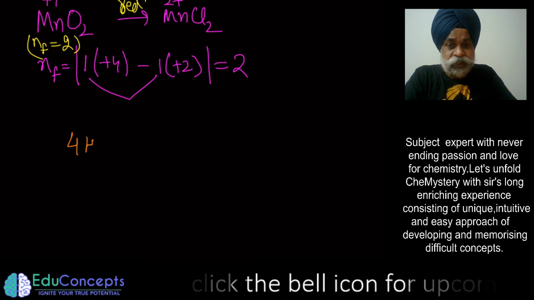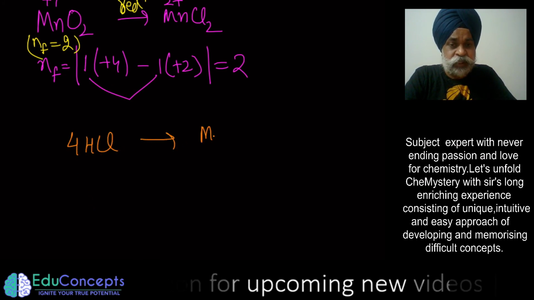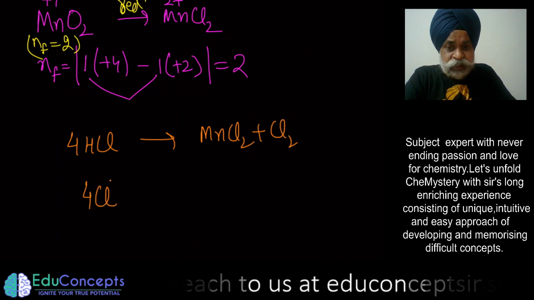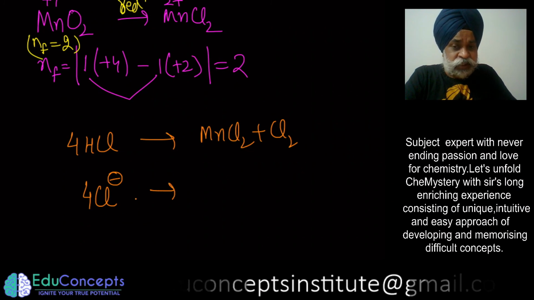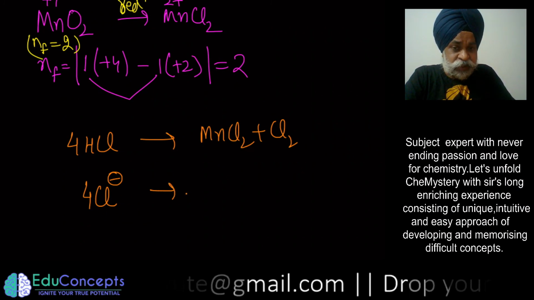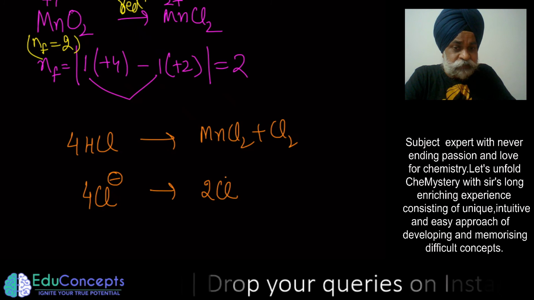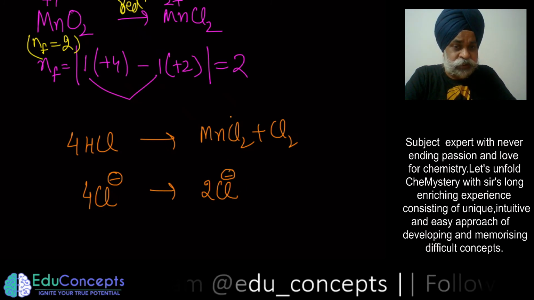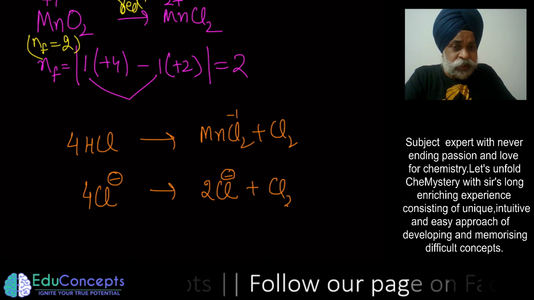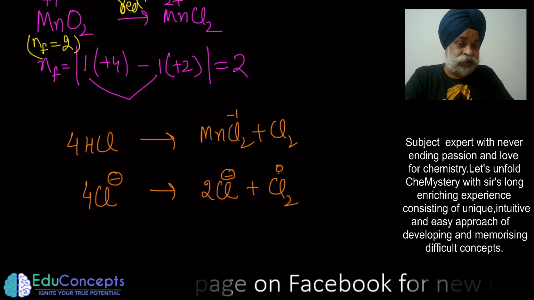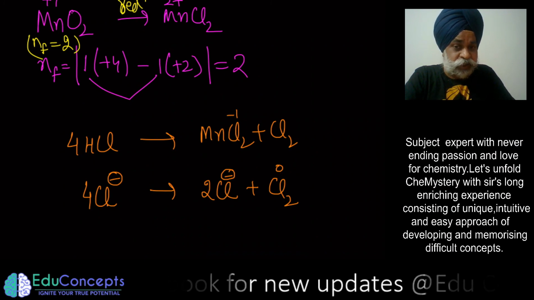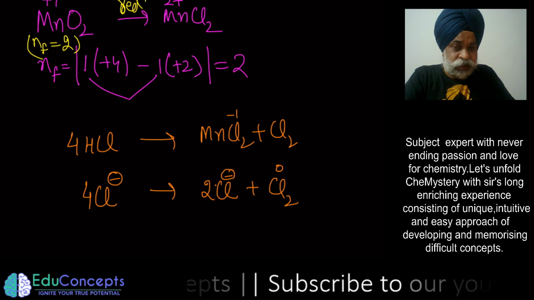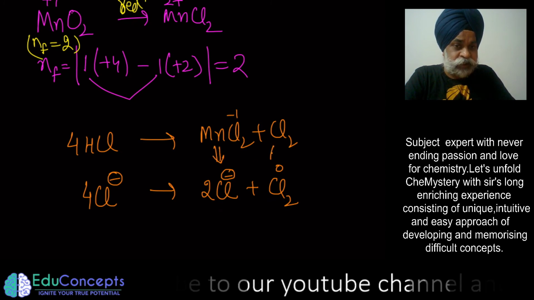So you have 4 HCl which are going to MnCl2 as well as Cl2. So in nutshell, you have 4 Cl negative ions. And these 4 Cl negative ions, what is their fate? 2 chlorine atoms are in -1 oxidation state in this case, and 2 chlorine atoms have changed their oxidation state to 0. Did you get this? That 4 Cl negative went to 2 Cl negative. This came from this one and this came from this one.